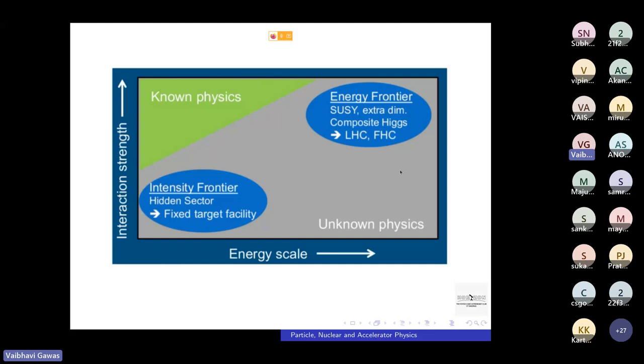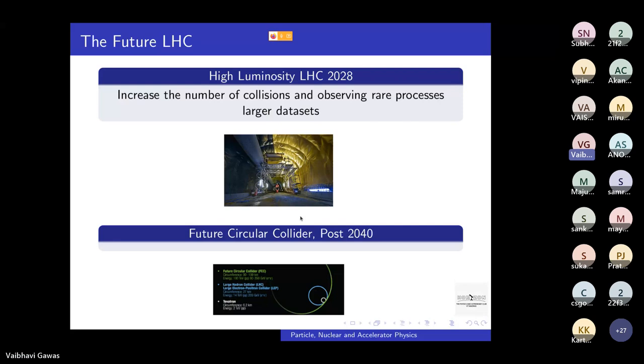While at higher energy scale and higher interaction strength, these are not the rare processes, so you can detect them easily, but to completely understand them, you need really high energy scale, which is given by the LHC and future hadron colliders over here. But the unknown physics lies at this low interaction strength and low energy. So the goal of most of the hadron colliders at this point is to increase their energies and probe these unknown physics regions. So the future of the LHC is, yes, to increase this energy scale and probe the unknown physics.